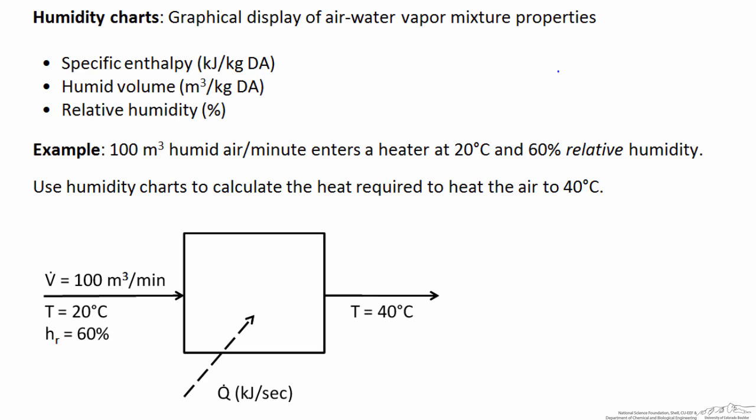In this screencast, we're going to use humidity charts to help us model a heating process. Humidity charts are a graphical display of physical property for an air-water vapor mixture. For those of you that are using Felder and Rousseau as a resource, we can get a humidity chart in SI units from figure 841.